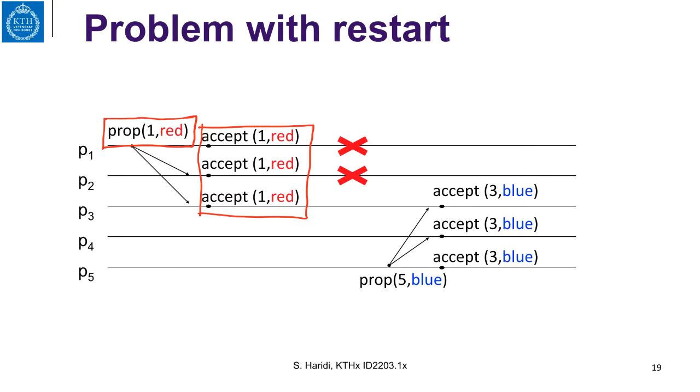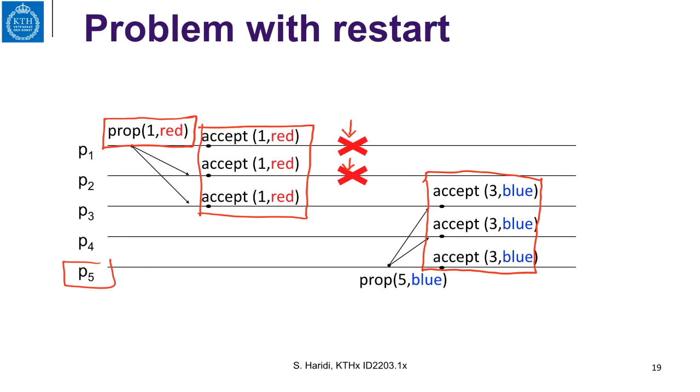Now P1 and P2 crash. And now here, proposer P5 proposes blue, and in this case, blue will be accepted, say by a majority of acceptors here. But we have a problem here.